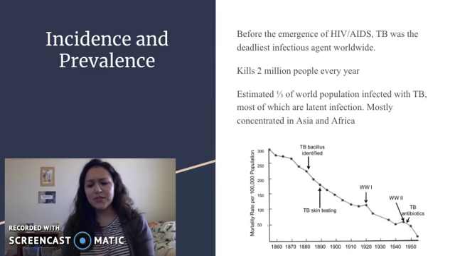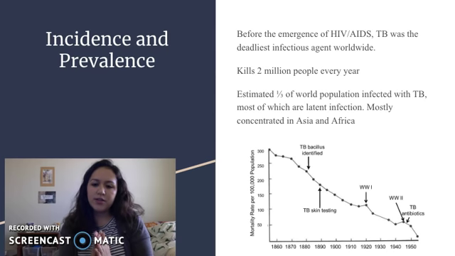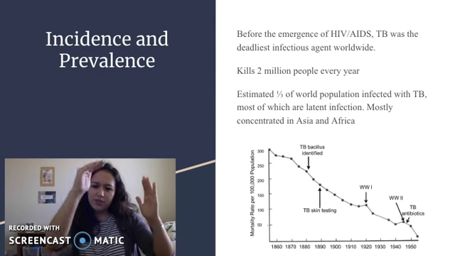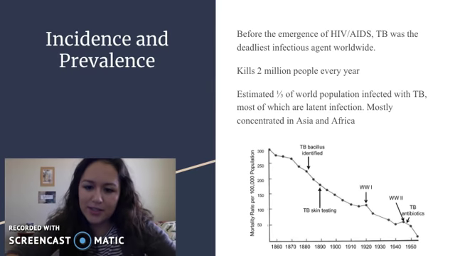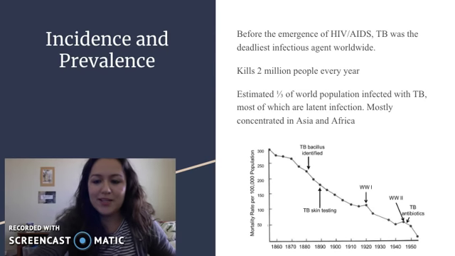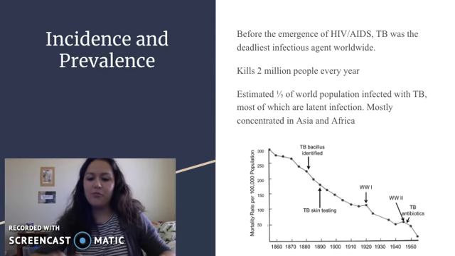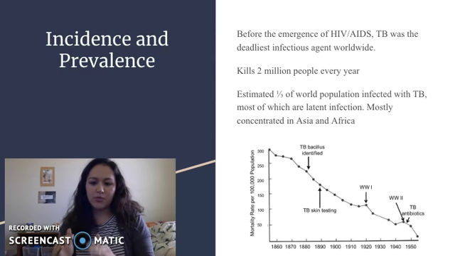And then it's mostly concentrated in areas like Asia and Africa. This graph, I wanted to put it in there because I think it kind of shows how high the death rate was, and then seeing how it decreases more and more once you get more and more research done, and then seeing the spikes during World War I and World War II.